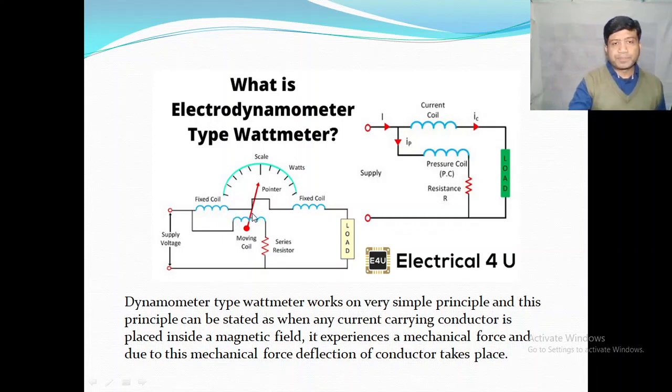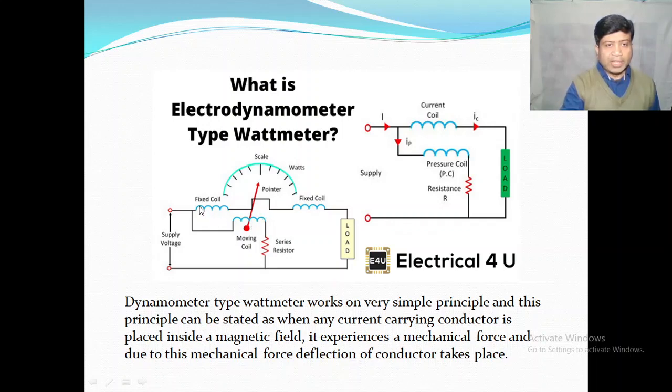Now, how does the motion of this moving coil occur? Why does this moving coil move at all? There is a very basic principle behind it. We can see here in the figure that there is a current in the fixed coil. This fixed coil is air cooled, and the moving coil is also air cooled.